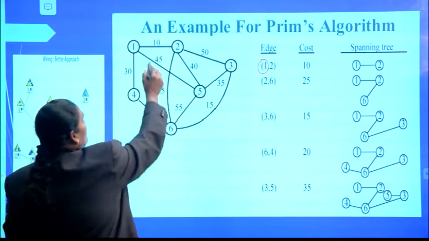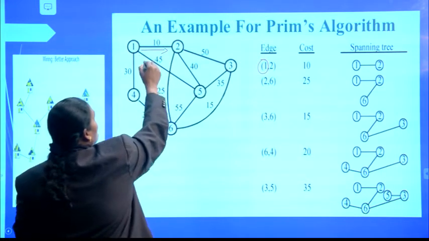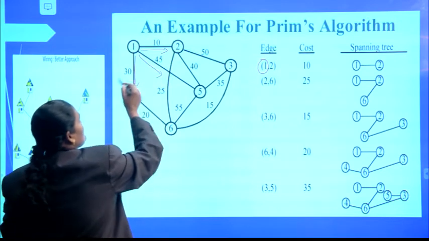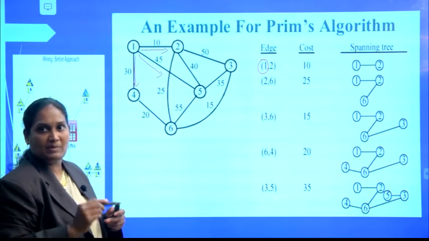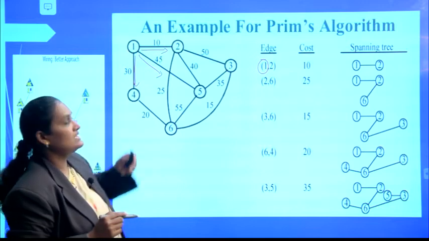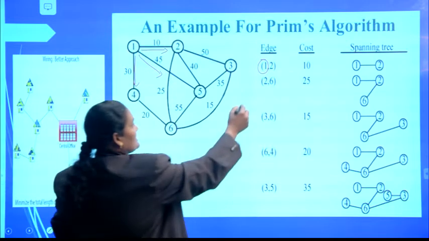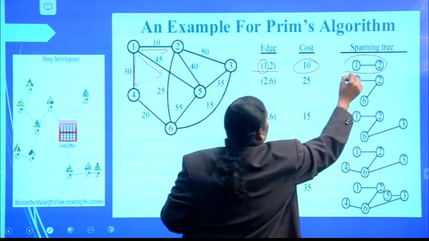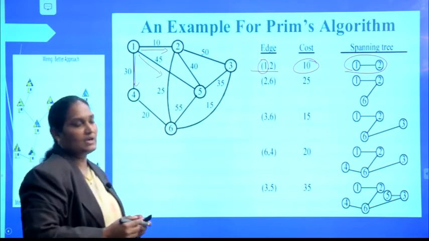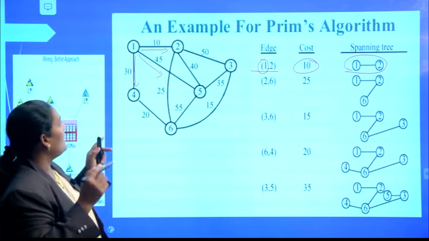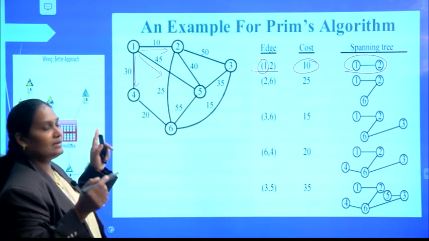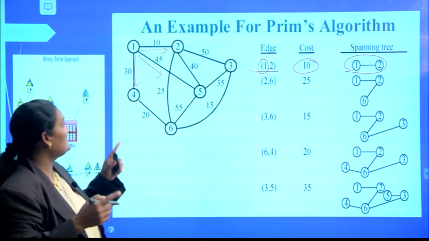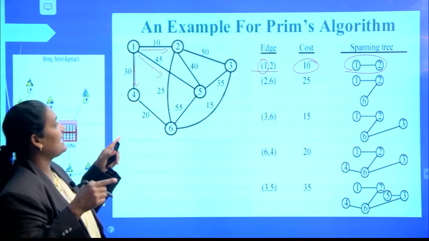On vertex 1, what edges are present? This is one edge, this is another edge, and this is another edge. Which has minimum cost? The edge 1, 2 has minimum cost. So first we selected 1, 2, its cost is 10, and the spanning tree contains 1, 2. After that, on either 1 or 2, which edges are incident and which has minimum cost?